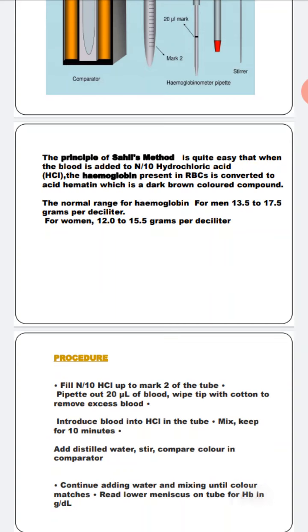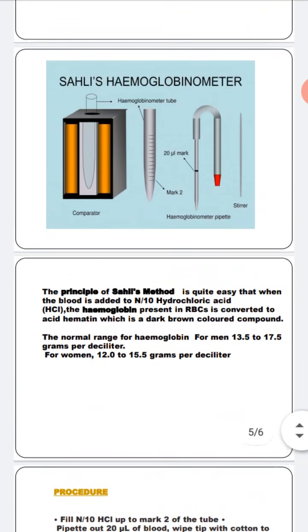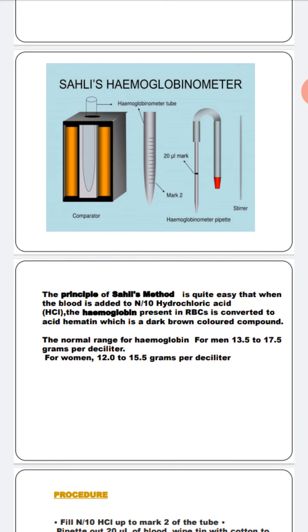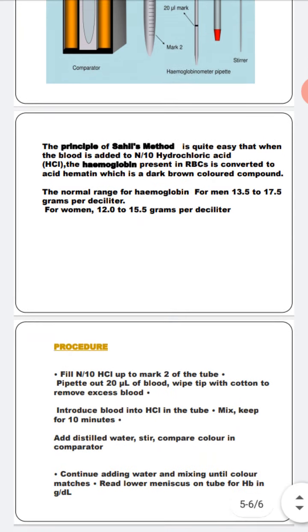Now the procedure we are going to do. In this tube you can see up to the mark 2, we are taking N/10 HCl, and then by this pipette, you can see in the pipette it is marked 20 ml. We are going to suck the blood and then add this in the tube. The dark brown color will form. Then slowly by distilled water you are going to add drop by drop till the color matches these two comparators. When it matches, this is the final reading, which you read by the lower meniscus. This is the final reading you are going to get for the hemoglobin.